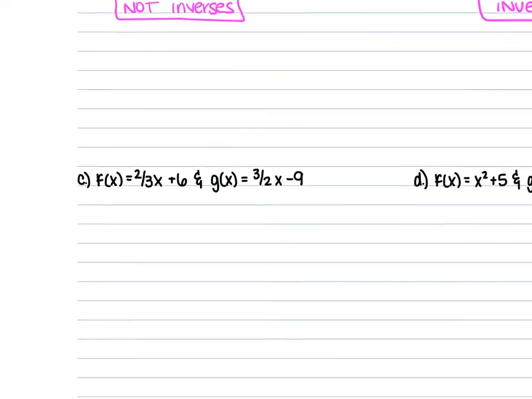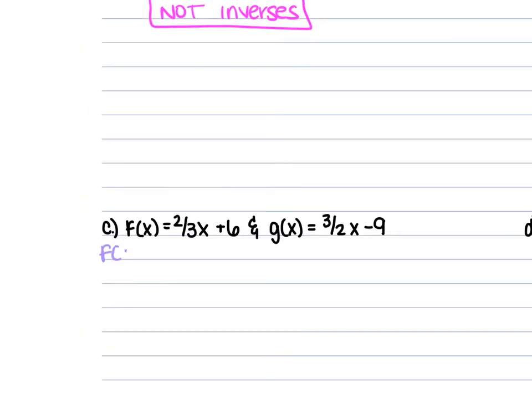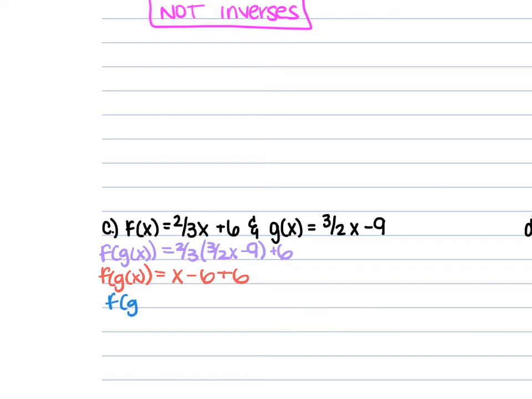So for c, we have f of x is equal to 2/3 x plus 6 and g of x, which is equal to 3 over 2 x minus 9. So we're going to first do f of g of x. So 2 over 3 times (3 over 2 x minus 9) plus 6. We are going to get f of g of x is equal to 2/3 times 3 over 2 x is just x, and 2/3 times negative 9 is negative 6 plus 6. The negative 6 plus 6 is 0, so f of g of x is x.